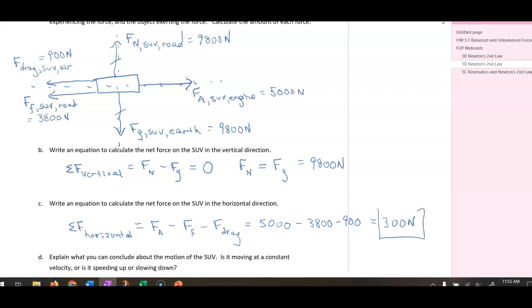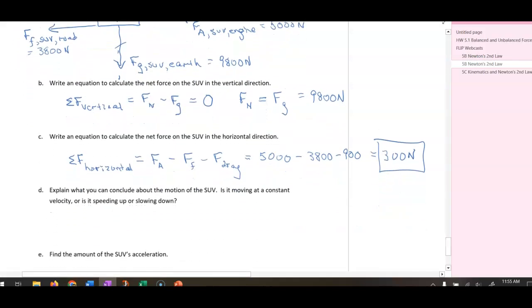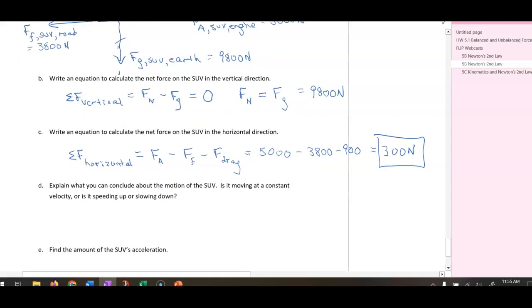So that must mean that there is some acceleration of this SUV. So since the net force is to the right, there's more force to the right than there is to the left, that means it's accelerating to the right. And since the velocity is also to the right, that means that it is speeding up, right? Velocity and acceleration are in the same direction, so it's speeding up as it moves to the right.